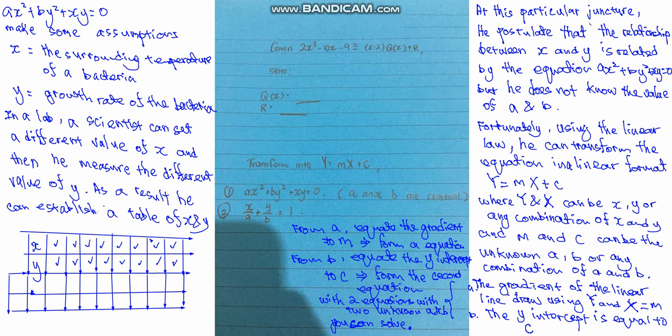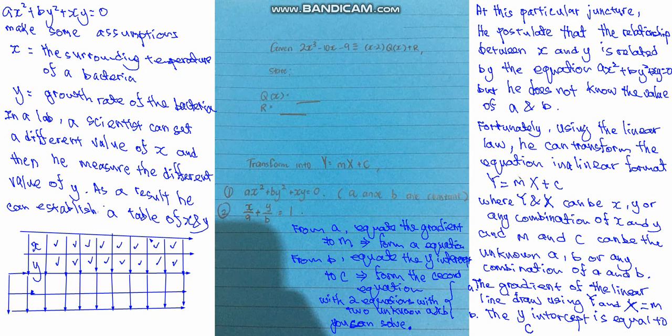At this particular juncture, the scientist postulates, I mean, somehow, through some trial and error, he comes to the conclusion that the relationship between the x and the y are related in this manner. But he does not know the a and the b value. Okay? He does not know a and b value. But fortunately, using the linear law, he can transform the equation into a linear format. Okay? That means from this one, he can convert into this.